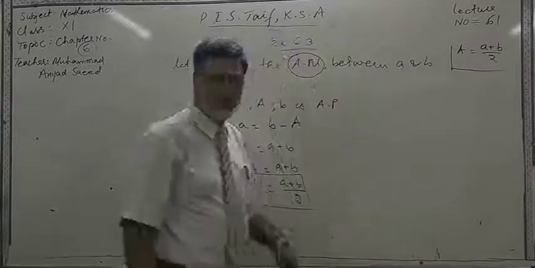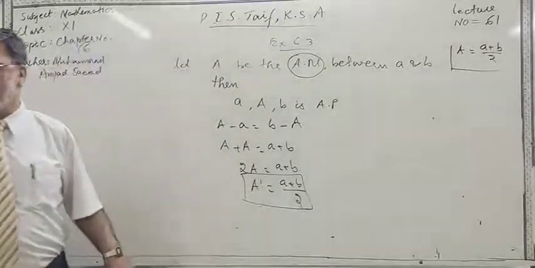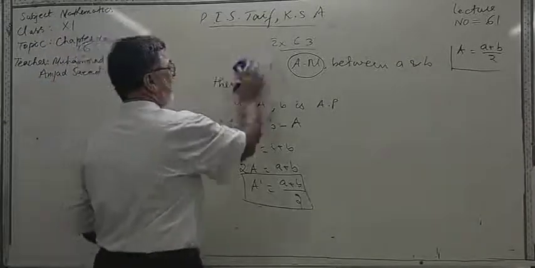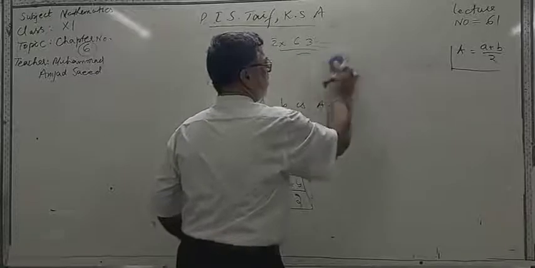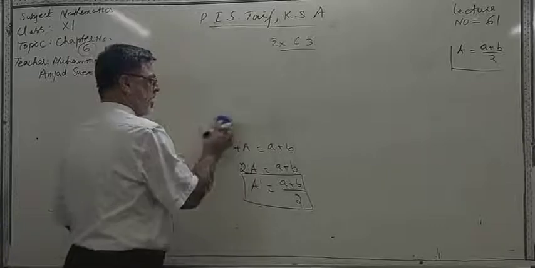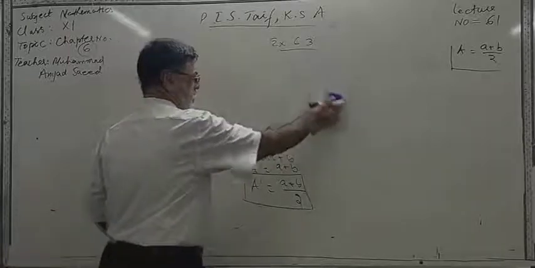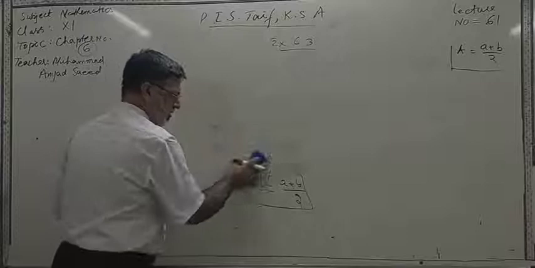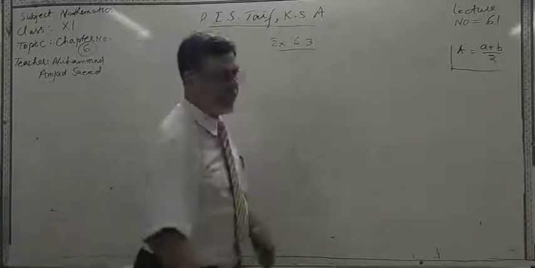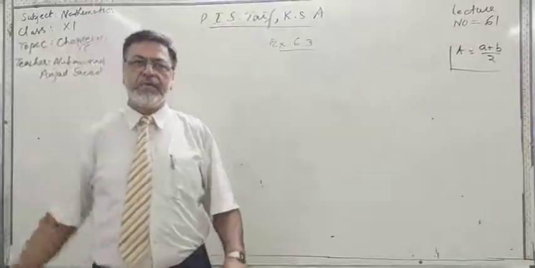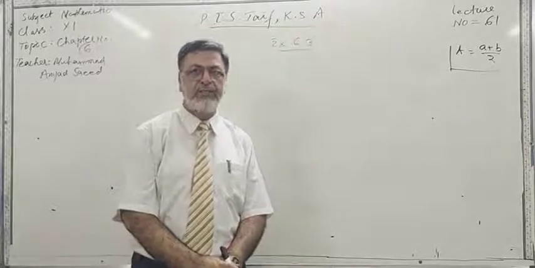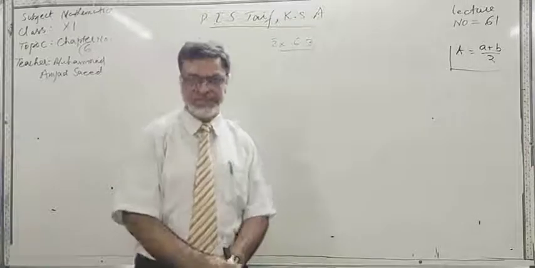Also, you know that in case of arithmetic progression, we can find any term by adding a constant number, which is known as the common difference, to the previous number. Last time I told you that whenever you want to find a number in an arithmetic progression, you have to add a constant number to the previous number to get the next number.